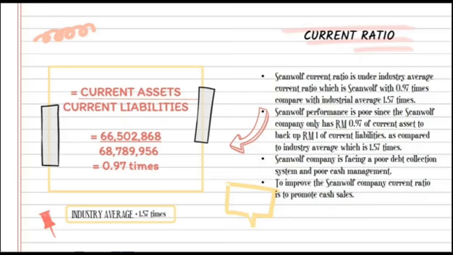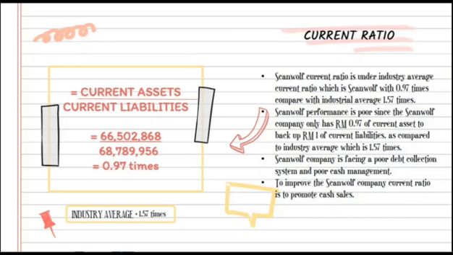Scanwolf company shows 0.97 times of the current ratio, while the industry average resulted 1.57 times. Okay, from this we know that Scanwolf company only has 97 cents of current assets to cover their RM1 of current liabilities, as compared to the industry average of RM1.57 to cover their current liabilities of RM1. This shows that the industry average is much better than the Scanwolf company.